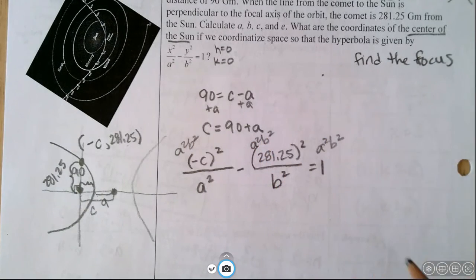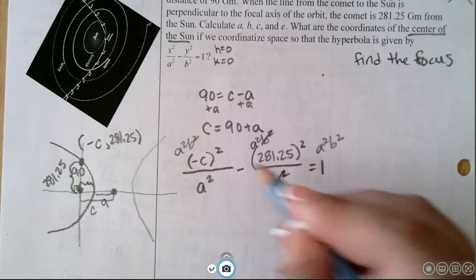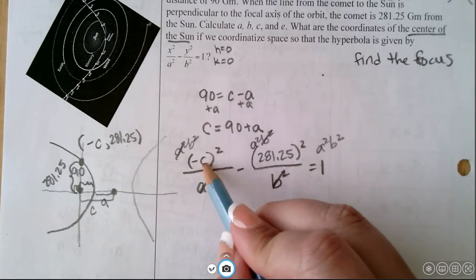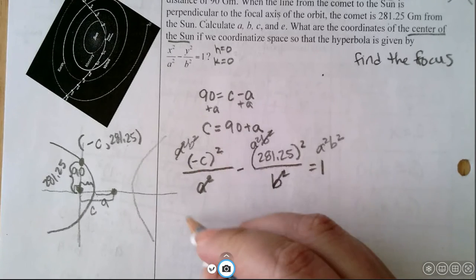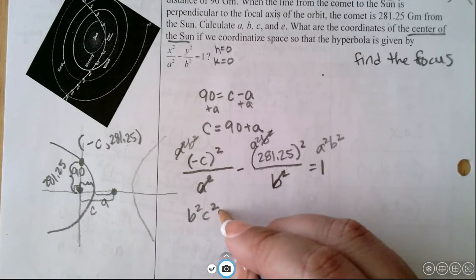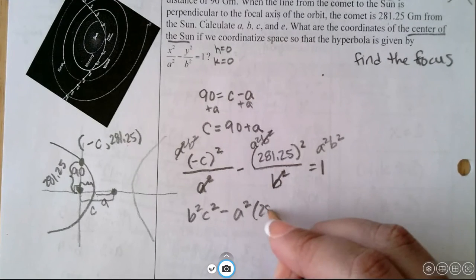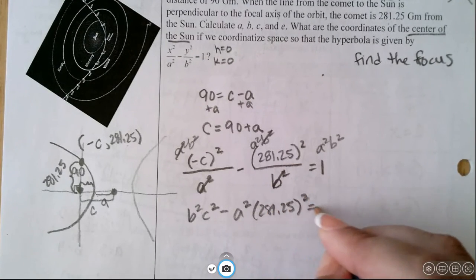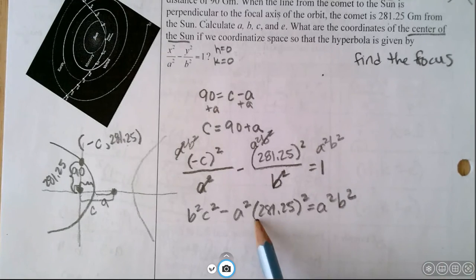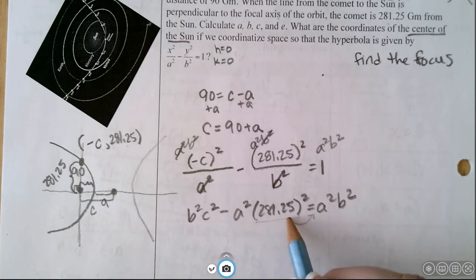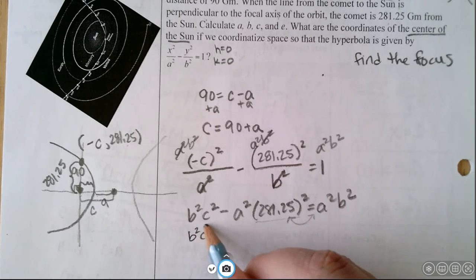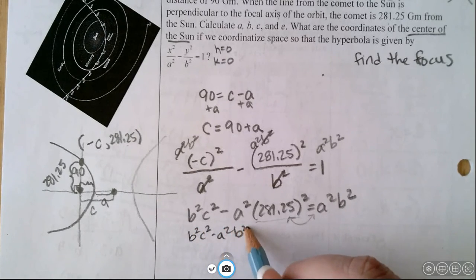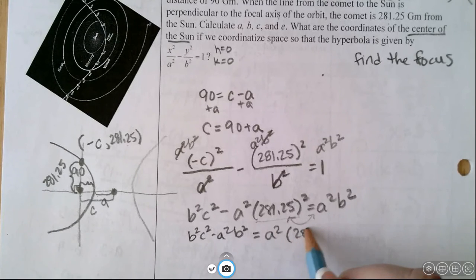We have to multiply it to every term. So the b squared cancels, a squared cancels. Negative c squared is actually just c squared. So we have b squared, c squared, minus a squared, and then the number squared equals a squared, b squared. Again, our goal is to isolate the number, so we get all of the variables and see if we can simplify them. So let's switch these. So we have b squared, c squared, minus a squared, b squared equals a squared times 281.25 squared.